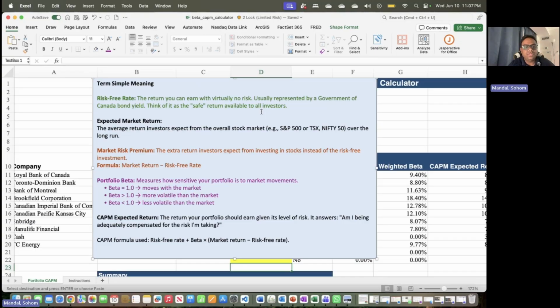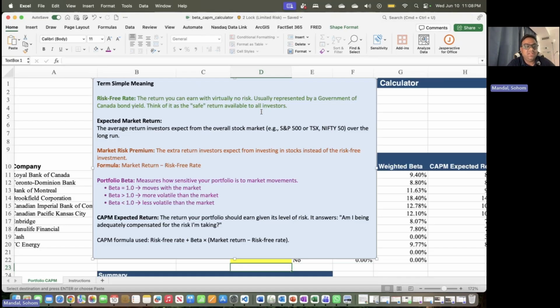Before I do a deep dive into the Excel sheet, there are a couple of terms I would like to introduce and explain, because they will be used in the Excel sheet. The first is the risk-free rate. The risk-free rate is when you give your money to an investment and you know you'll get your money back after a certain time period. Sometimes we call it a fixed deposit, or an investment in a government bond. Basically, it's a very safe return.